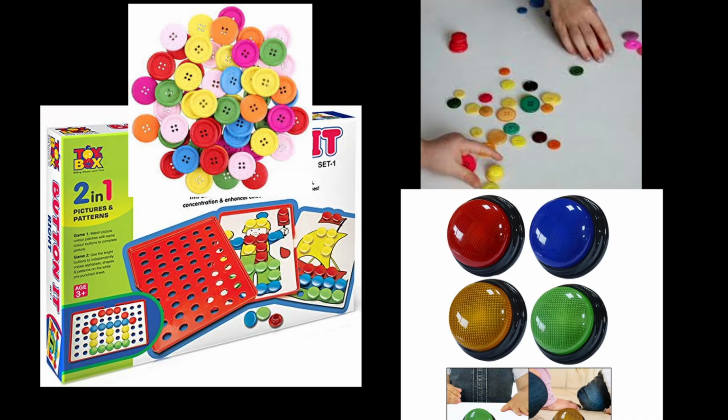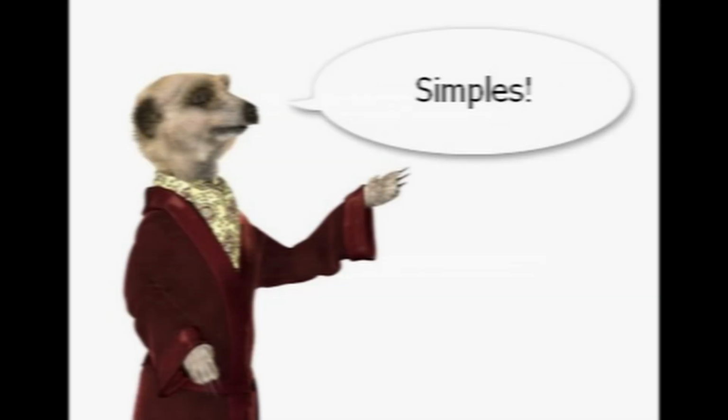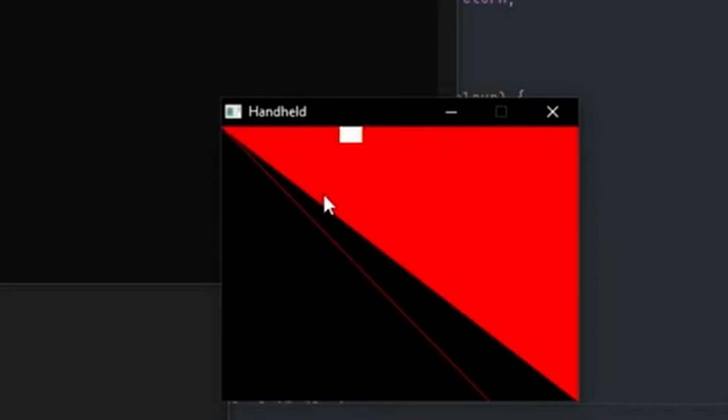It's just a bunch of variables that are either true or false. If a button is pressed, it's true. If the button is not pressed, well, it's false. That's all it is. And I made a really simple program with just that logic, like all of it in 1 or 2 minutes. And with that, I think everything's been covered in the video.